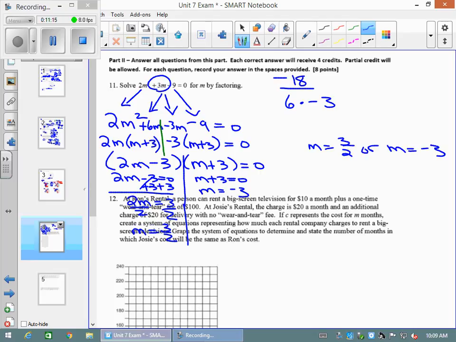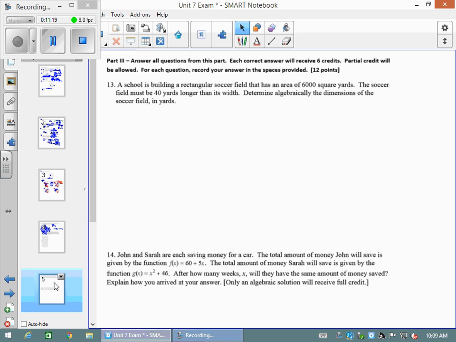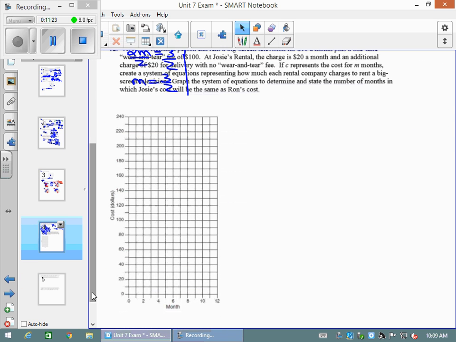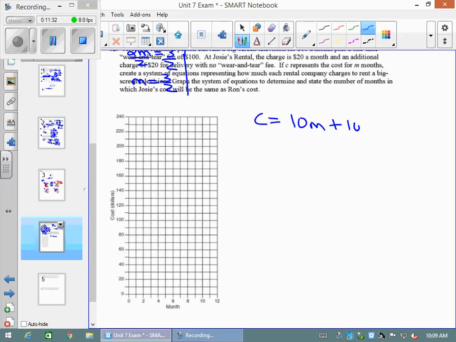Taking a look at question 12, first you had to write two equations based upon the questions. Well, two equations should have been c equals 10m plus 100, and c equals 20m plus 20. You had to use c as your y value, which represents the cost, and m for your x value, which represents the months. And then you need to graph these two functions.